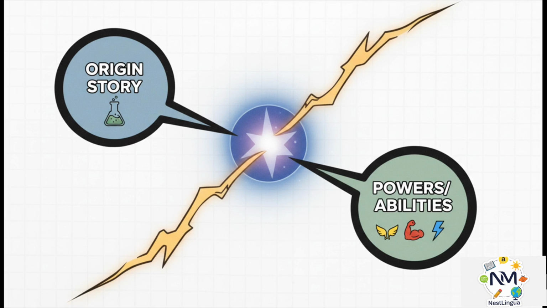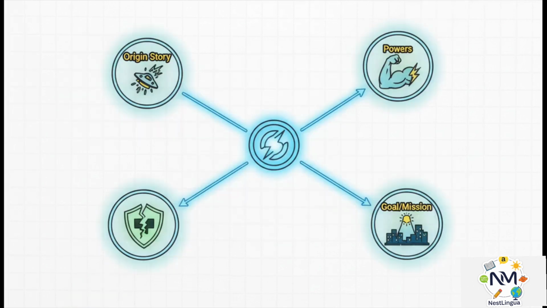The next bubble is powers and abilities. What can your hero actually do? Get specific here. The more detail, the better. Next up, 2 more crucial bubbles. Every single great hero needs a weakness or limitation.